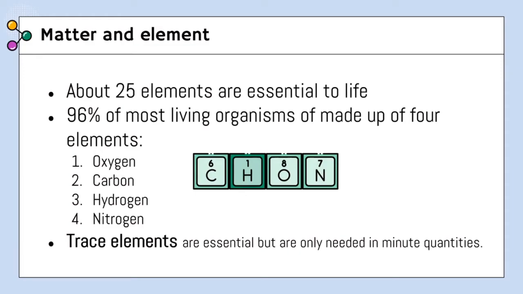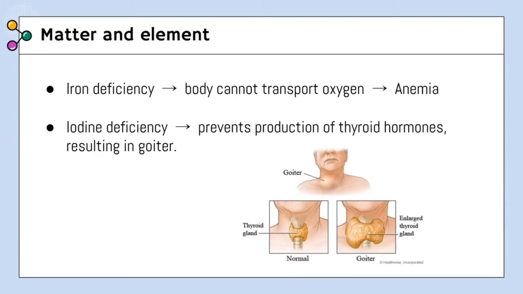How about the other 4%? They are called trace elements. Some students misunderstand this, thinking that trace elements are not needed to live. However, as it is said in this definition, trace elements are essential. Trace element deficiency can lead to diseases.